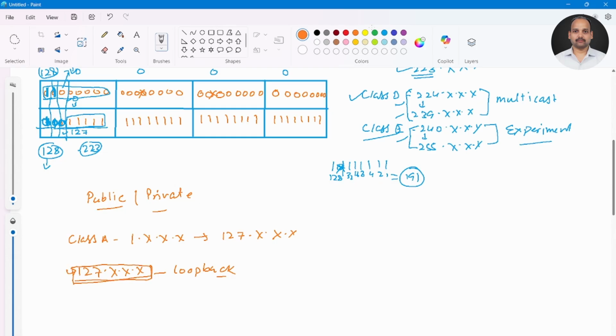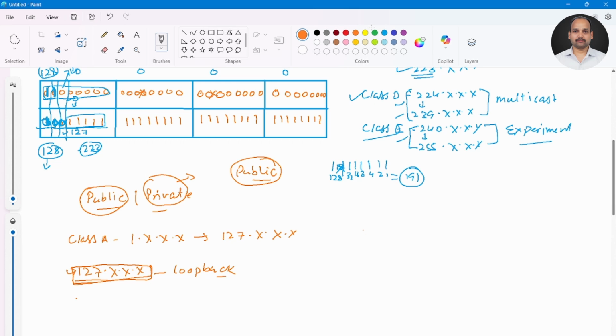So this range you will not be able to use. And also in class A, one range is fixed, that is called the private. So what is a private and public address? Private means this address will not be able to communicate with public devices. So there is the concept you can use.